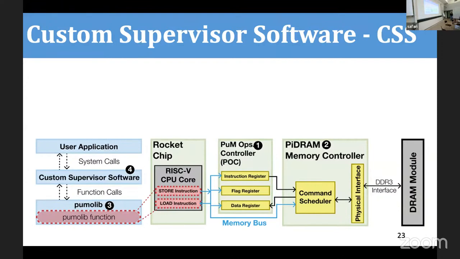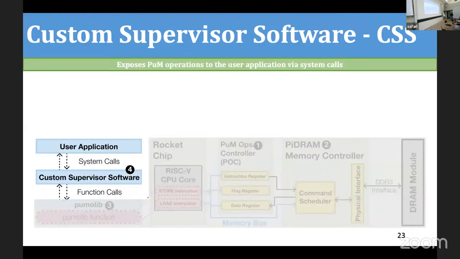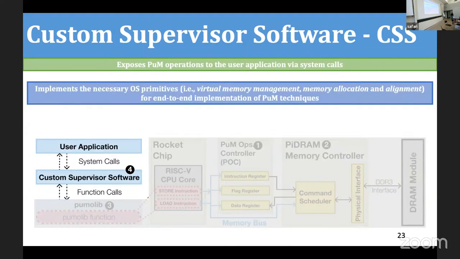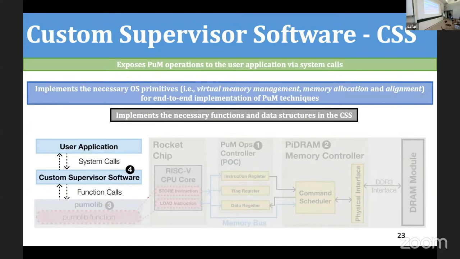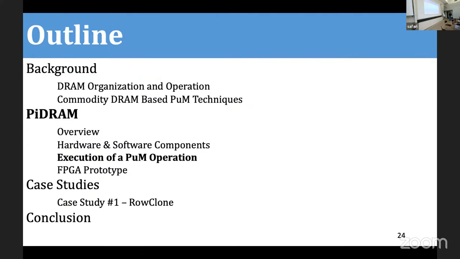And then we have the custom supervisor software. And this exposes the operation to the user application via system calls. And it implements the necessary OS primitives, and the necessary functions and data structures. So to recap a little bit, the custom supervisor software and PuMLib are the software components, and the POC and the memory controller are the hardware components.